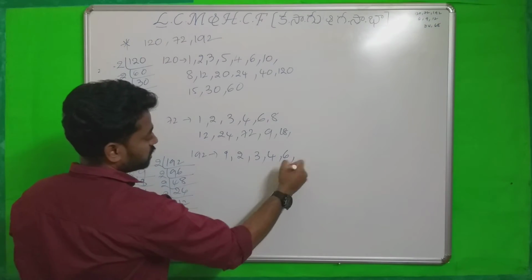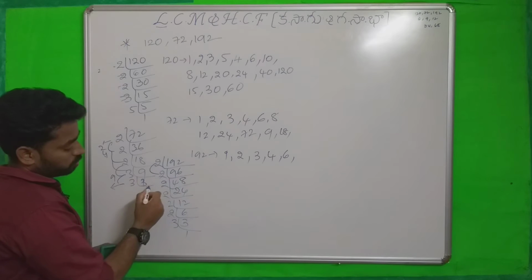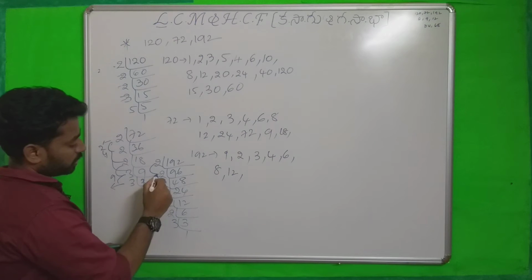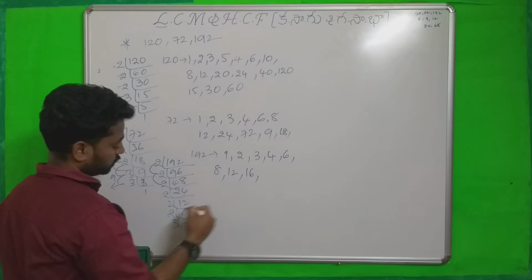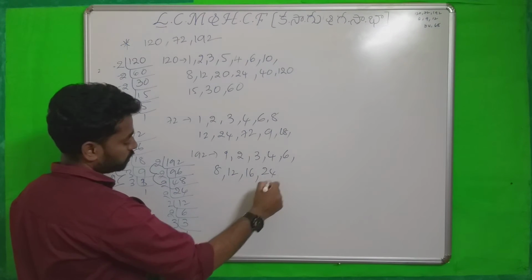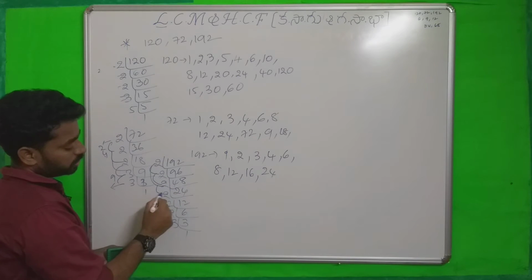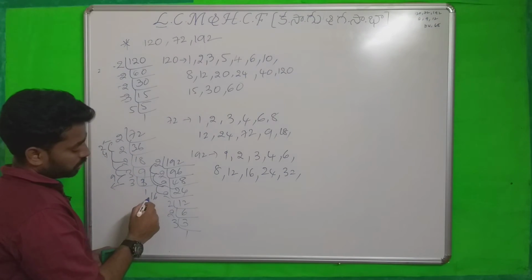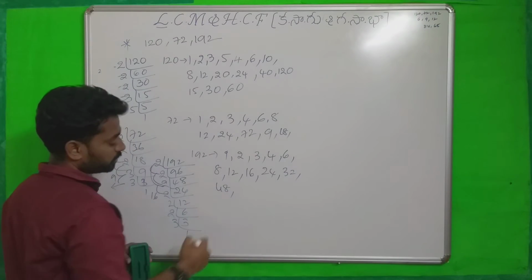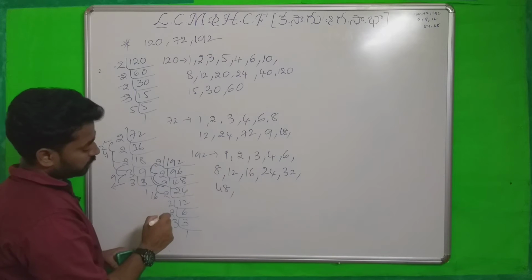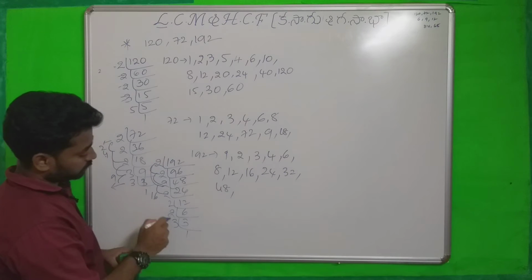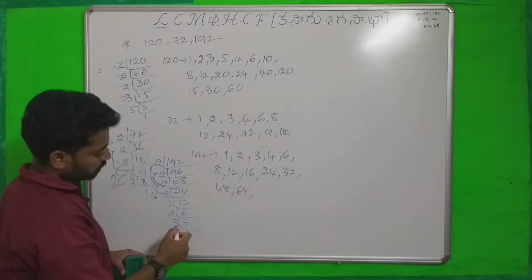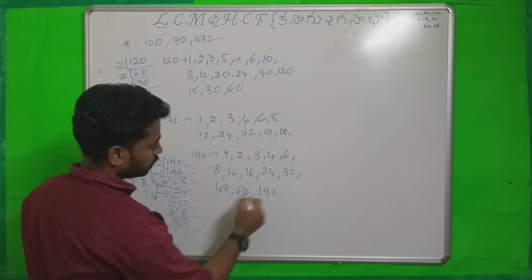So again 2 2s are 4, 4 2s are 8, 4 3s are 12. Next 8 2s are 16, 8 3s are 24. So up to here 8. So next 16 2s are 32 and 16 3s are 48. So like that we can write factors. And 32 2s are 64 and 64 3s are 192, like that we can write factors.